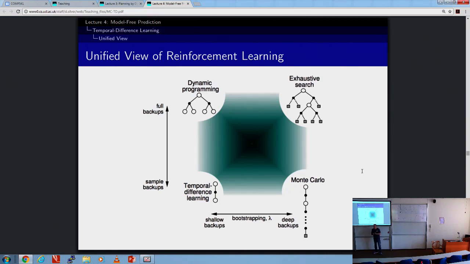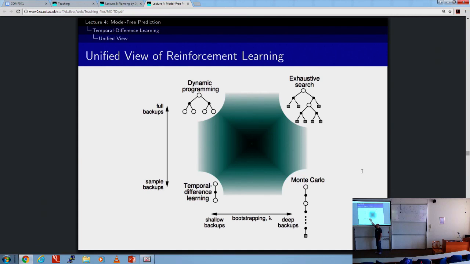In full backup, like in dynamic programming, I'm looking at the whole width of the tree. I'm considering all my actions and all the possible states that the environment can send me to. Whereas in sample backups, I only know the one game I played, so that one very thin thread becomes my input, where I construct my target from. So that gives me four possible algorithms. On the upper right, I have the whole tree. If I had the whole tree, and the whole model, I could look at this tree and solve this problem exactly. It would be expensive maybe, but I have the exact values for everything.